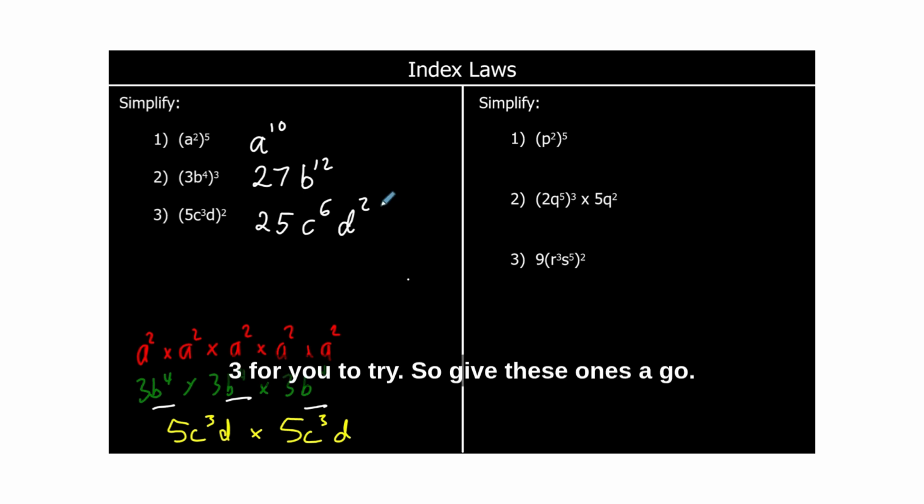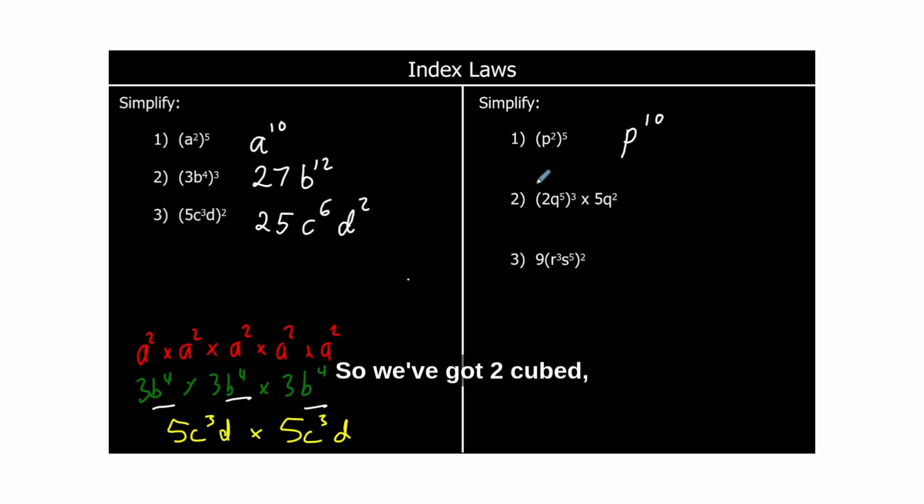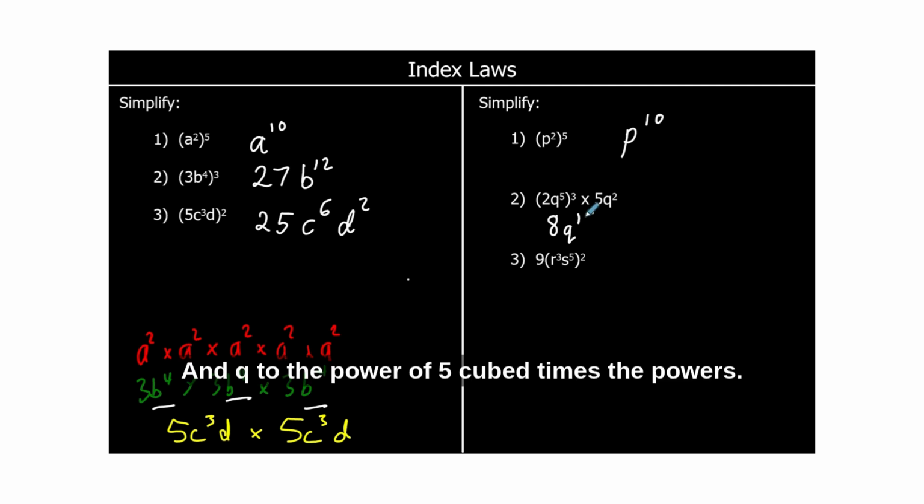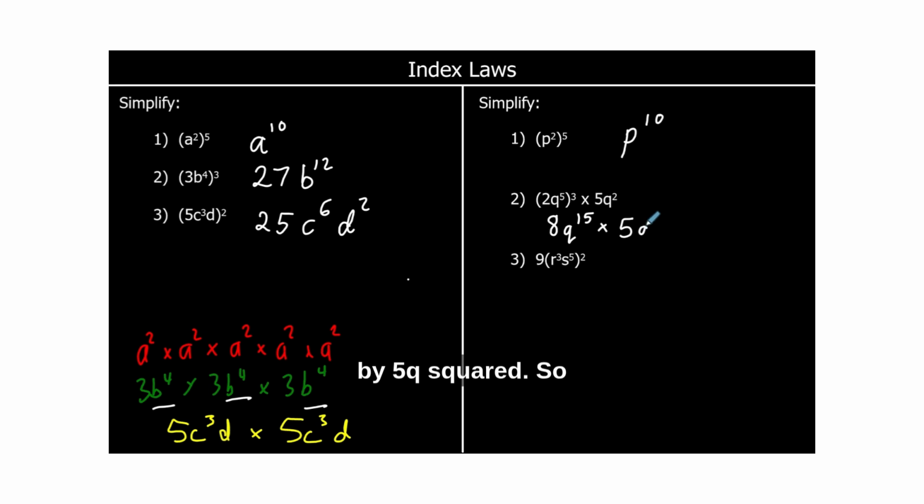Three for you to try, so give these ones a go. p squared to the power of 5 equals p to the power of 10. So here we've got 2q to the power of 5 cubed. So we've got 2 cubed, which is 8, and q to the power of 5 cubed, multiplying the powers. So that's q to the power of 15, and it's multiplied by 5q squared. And then we can just multiply the big numbers. 8 times 5 is 40, and add the powers, so that's q to the power of 17.